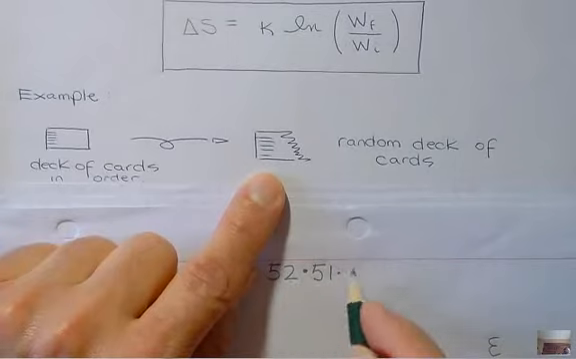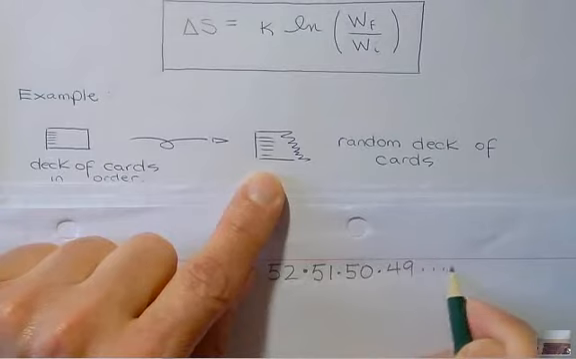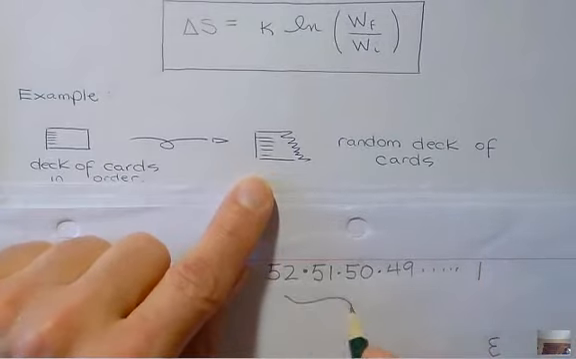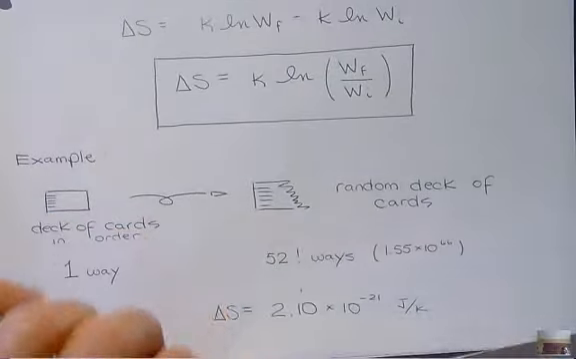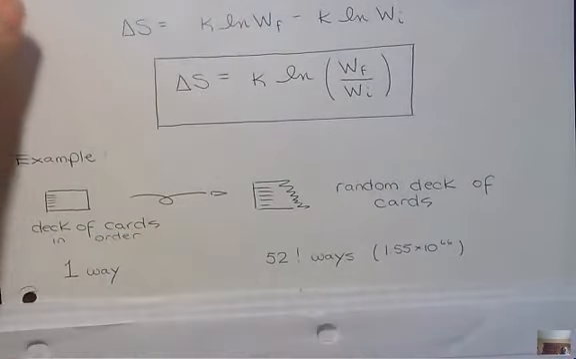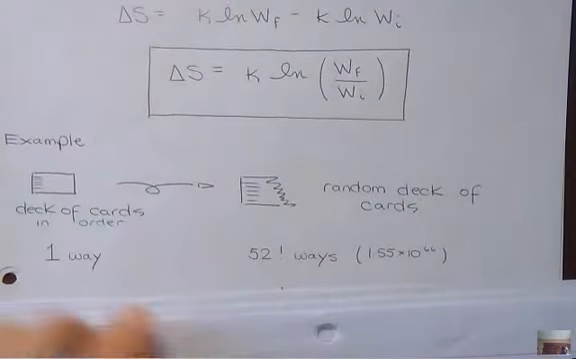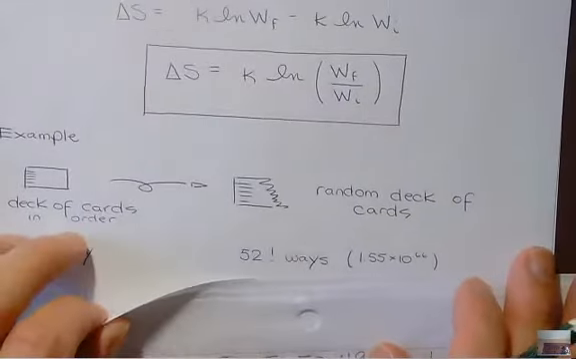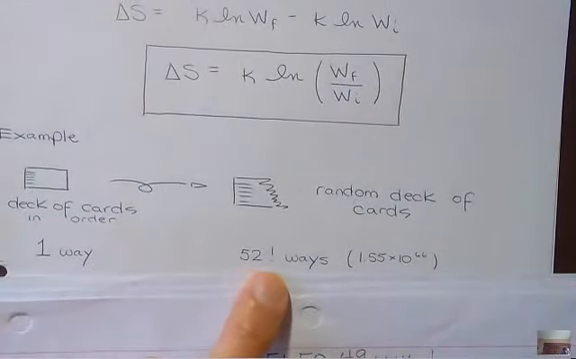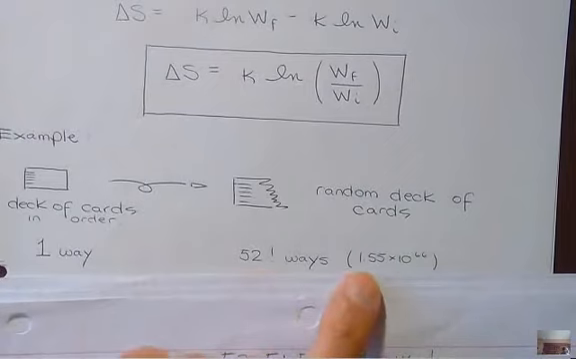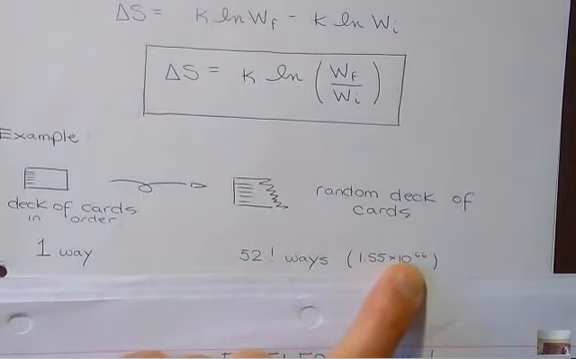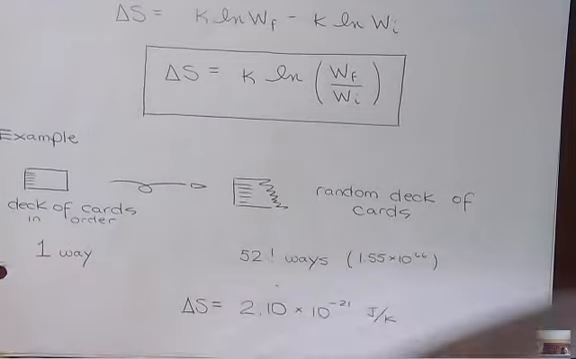Once the first two are established, there's only 50 left. So what happens? You have to work your way all the way down to 1. That's what 52 exclamation point means. 52 factorial. If your calculator has a factorial button, you can try it out. 52 factorial comes out to 1.55 times 10 to the 66th. That's a huge number of ways.